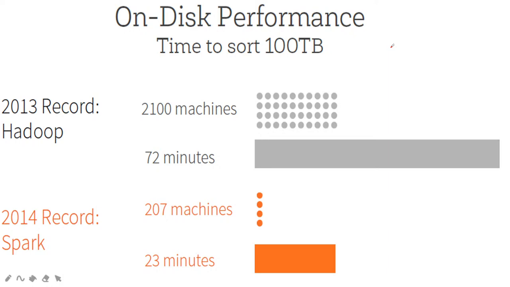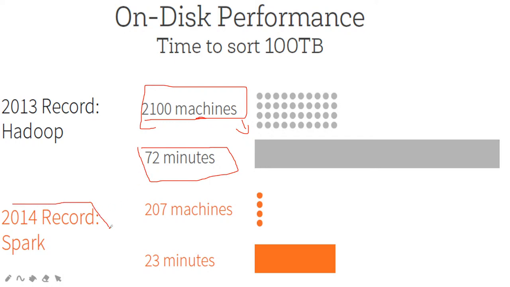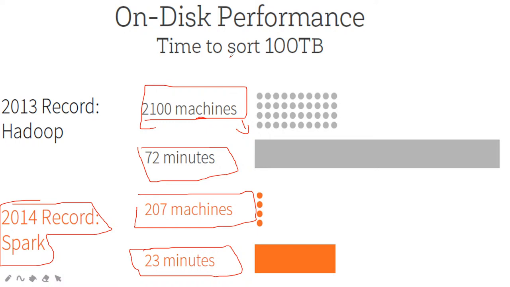And here we have the performance for sorting 100 TB, that is, the time to sort 100 TB. With Hadoop, if you have 2100 machines in the cluster, it takes 72 minutes to complete the task. But in 2014, with Spark technology, 207 machines were needed to compute the 100 TB, and it gave the result within 23 minutes. So when you use Spark technology, both the number of machines and the computation time are reduced. That is the disk performance.